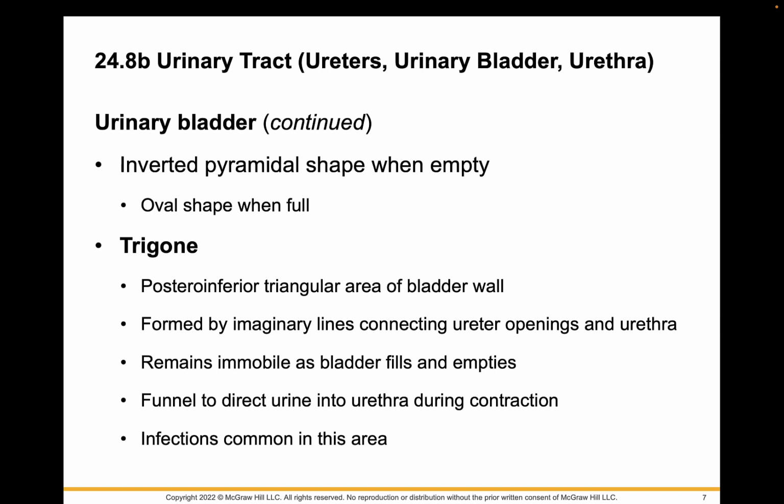Now, quite often, the urinary bladder looks like an inverted pyramid when empty, but it changes shape as it fills with urine and becomes oval shaped. Now, the trigone, this is the posterior-inferior triangular area of the bladder wall, and it is formed by connecting imaginary lines that are connecting the openings of the ureters and the urethra. Now, this area will remain immobile as the bladder fills and empties.